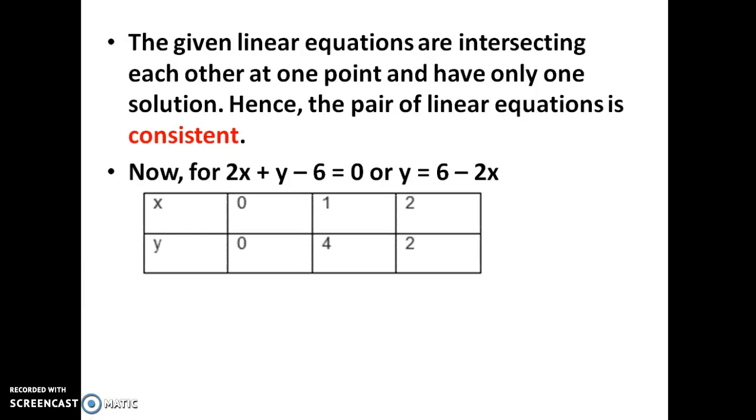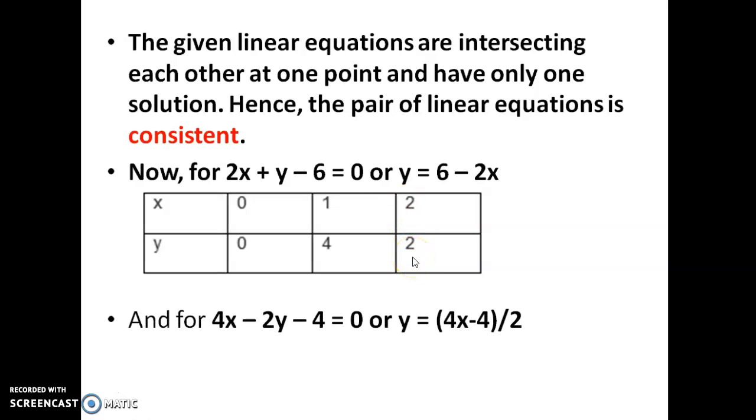Assume the value of x to be 0. If you take 0, the y value is 6. If you take x value as 1, it means 6 minus 2 is 4. Then x value as 2 means 6 minus 4 equal to 2. This is how we got the solution table.